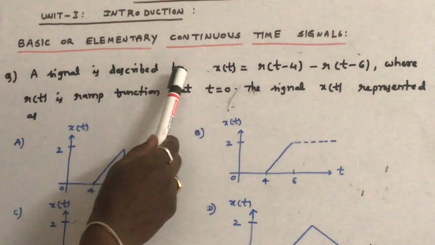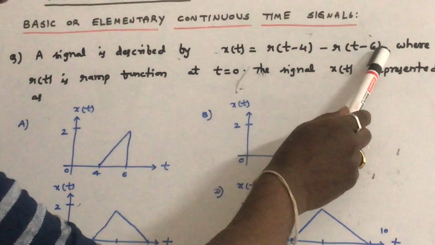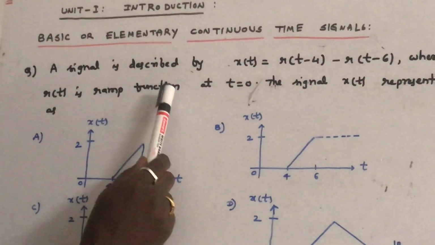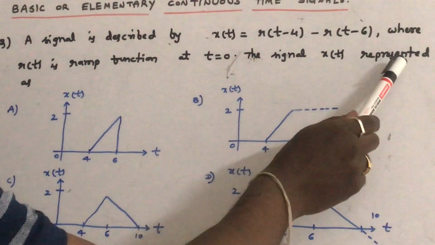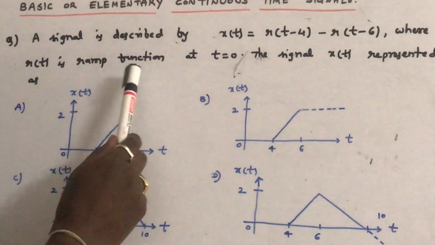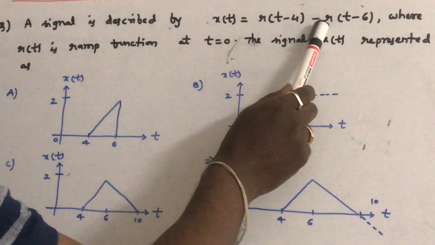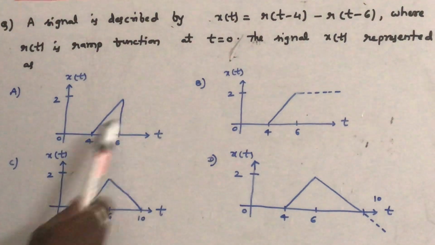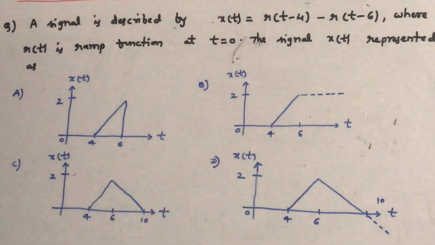A signal is described by x of t is equal to r of t minus 4 minus r of t minus 6. So this is the equation given, where r of t is the ramp function at t is equal to 0. What will be the waveform of this x of t? Here 4 options are given, A, B, C, D. Which option is correct? So that is the given question, very simple question.